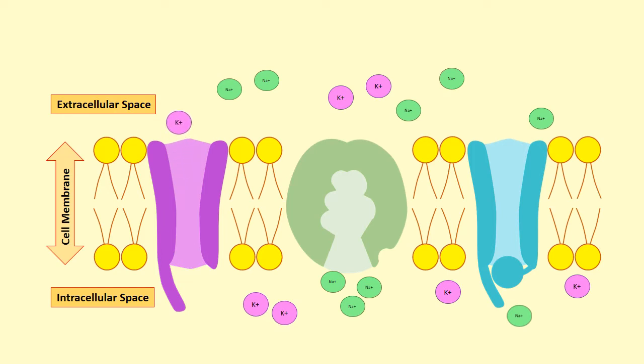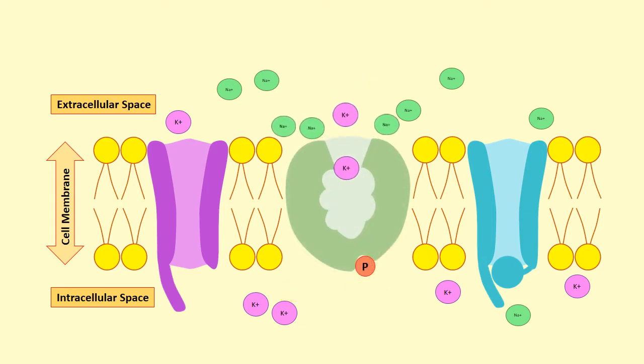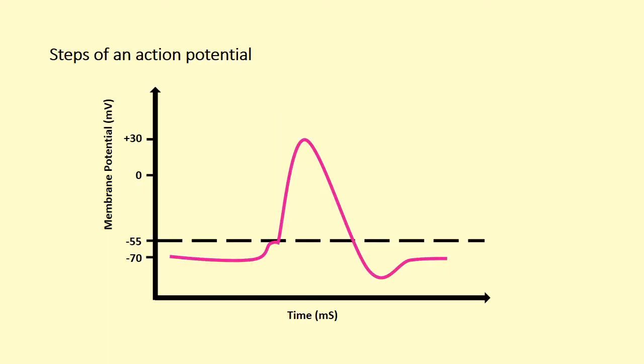Towards the end of repolarization, the cell membrane potential is still slightly different from the resting membrane potential due to the outflow of potassium ions. Therefore, the sodium-potassium pump becomes activated and moves sodium ions from inside the cell to outside and potassium ions from outside the cell to inside. Now the cell membrane reaches the resting state. The steps of an action potential are shown on the graph as follows.